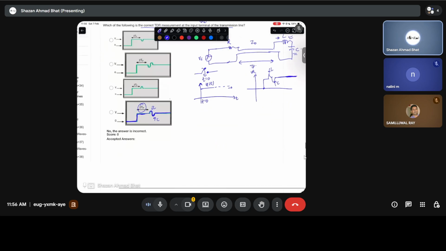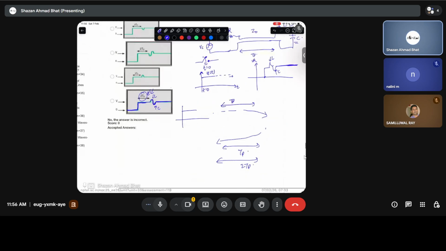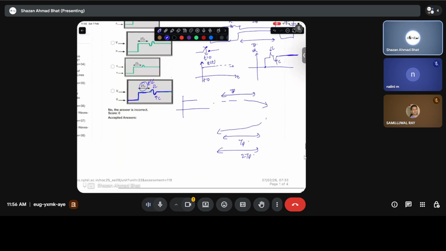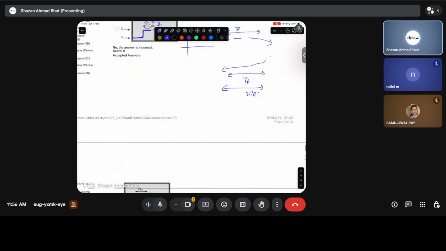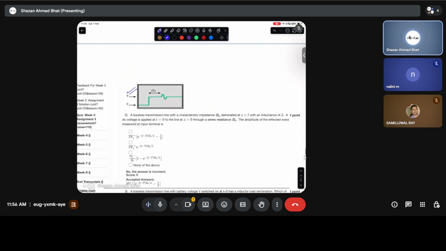So at the input terminal, once you are turned on, it will go through the circuit, take time TP, then it will come back, take time TP. So this will be overall 2 TP. That is what this 2 TP is representing. And because of inductance, there will be a positive peak in the voltage. Because of capacitance, there will be this negative peak. And you can just see it from the equations even. That's the answer of this question. I guess this should be the answer.